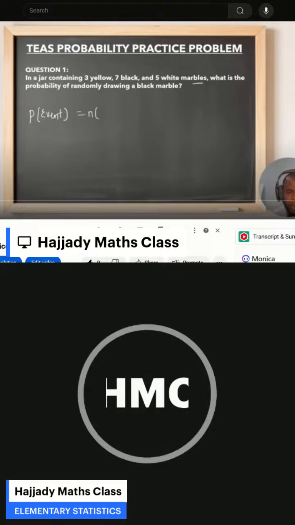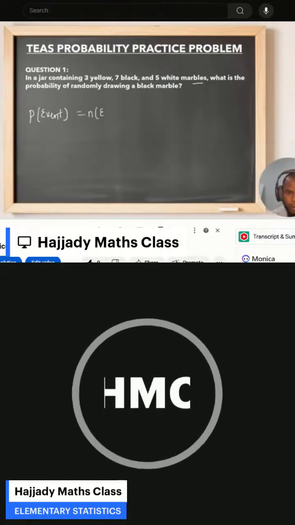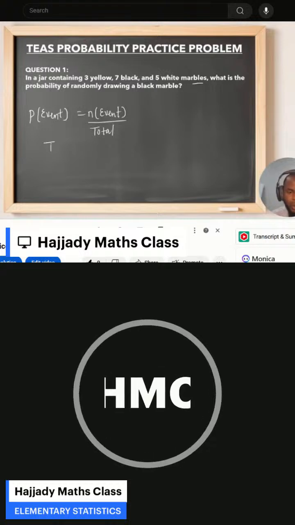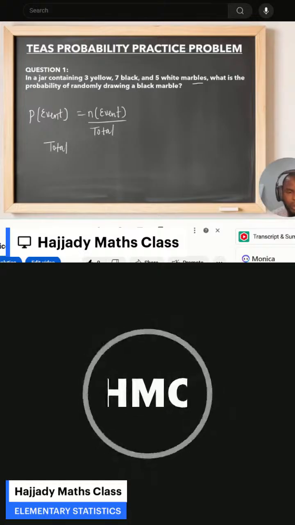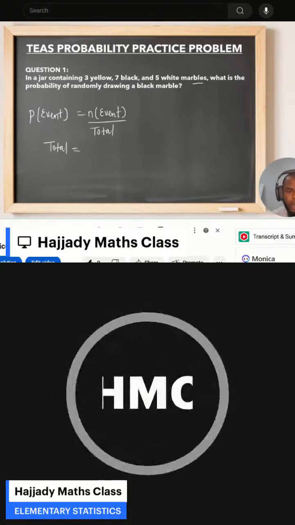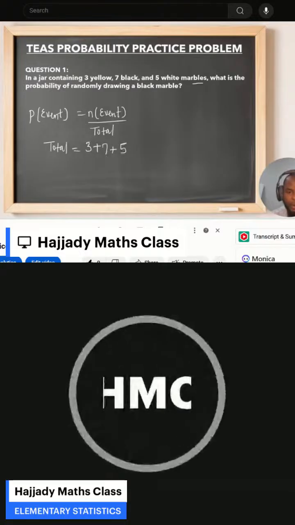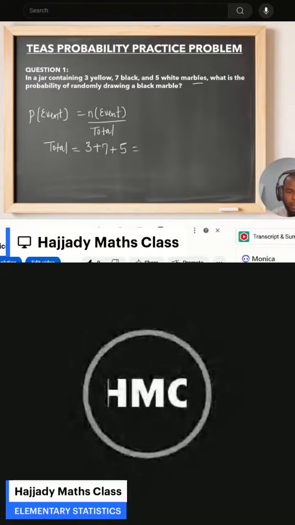The cardinality, or the number of that event, over the sample space, or let me put total. Once you know this rule, it is going to be easy for you to do. Now, in this case, what is our total? We have 3 yellow, 7 black, and 5 white marbles. So here in total we have 15 marbles.